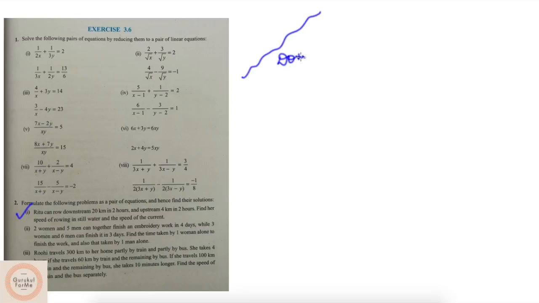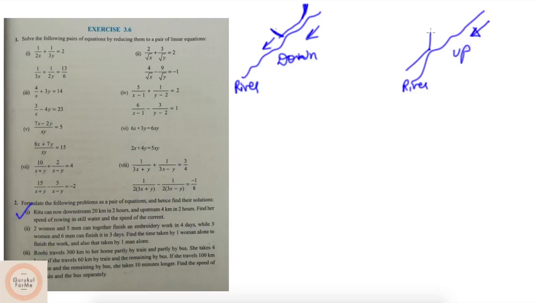Downstream and upstream. If this is the river and this is our boat, this is going down, river is going down, whereas my boat here is going up, then it's called as upstream.